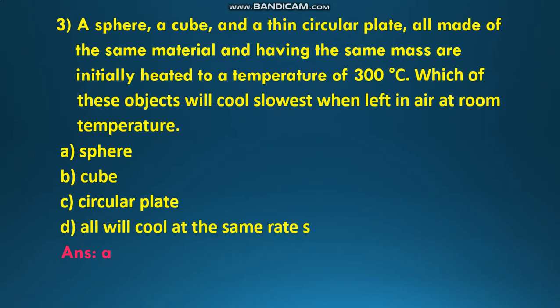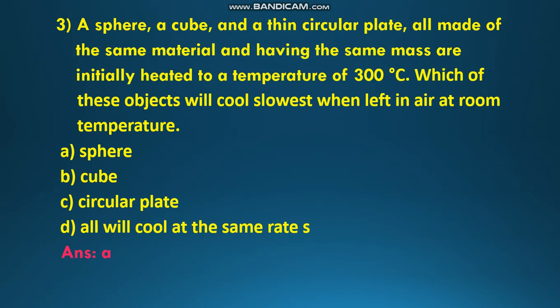Third question, a sphere, a cube, and a thin circular plate, all made of the same material and having the same mass, are initially heated to a temperature of 300 degrees centigrade. Which of these objects will cool slowest when left in air at room temperature? So all are heated to 300 degrees centigrade and then allowed to cool.